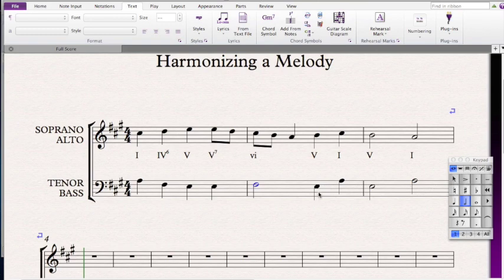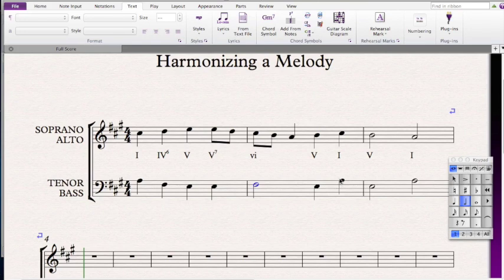Now here we still have a lot of 5-1, 5-1, so we need to change this somehow to make it a little bit better. Now it's normally good to end with a 5-1, but you don't really want to precede it with another one of those. So we need to somehow change the inversions of these chords to make it more interesting.